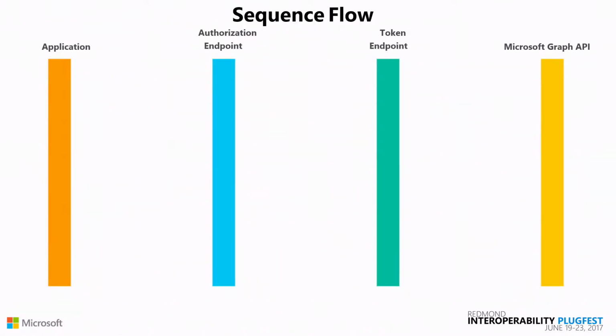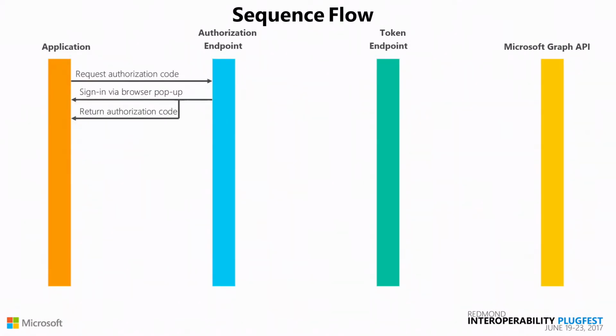To go in details, this is how the sequence flow will work. So you have an app. The app will request an authorization code. In order to do that, I think we covered this, that you have to register your app on apps.dev.microsoft.com, and you'll get a client ID. Using that client ID, you will request the authorization code. I'll show you the demo of this. So you request the authorization code. There'll be a pop-up that comes up. You enter your credentials, and you will get authorization code.